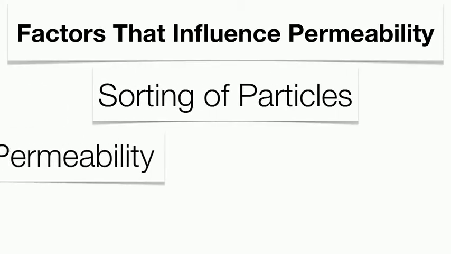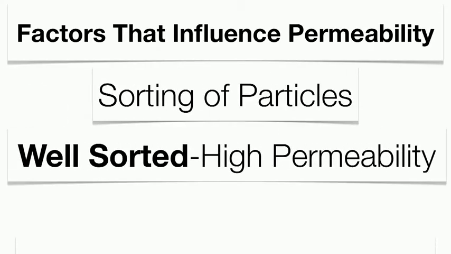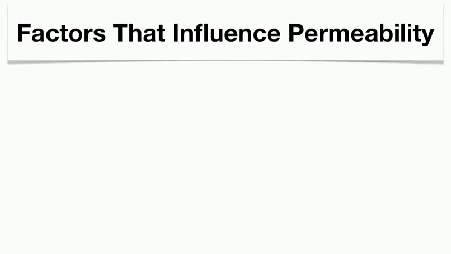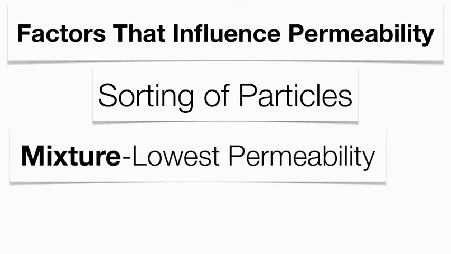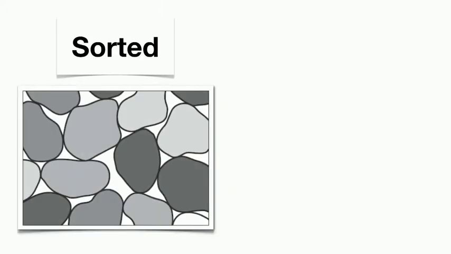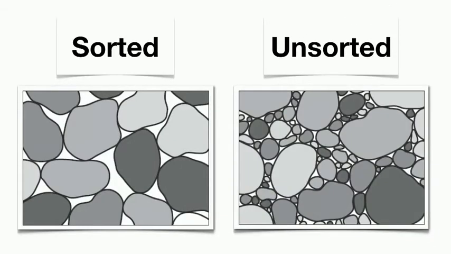Next up is going to be the sorting. Well sorted gives you a high permeability, poorly sorted gives you a low permeability, and that even leads us into our mixture as well. Mixture is going to have the lowest permeabilities of all. Again, you want to take note of a sorted, high pore space, high permeability. Unsorted has a low porosity or low pore space and a much lower permeability. So very important to understand that porosity and permeability are going to work together with each other.